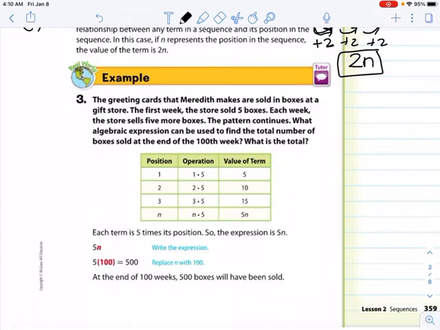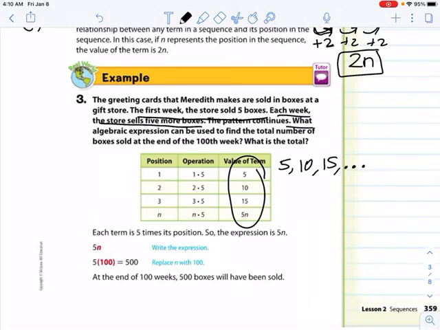Let's go down to number 3. So in number 3, they give us a table, and it's telling us, I'm just going to abbreviate for you, the first week, the store sold 5 boxes. Each week, the store sells 5 more boxes. So our sequence would look like 5, 10, 15, and so on.